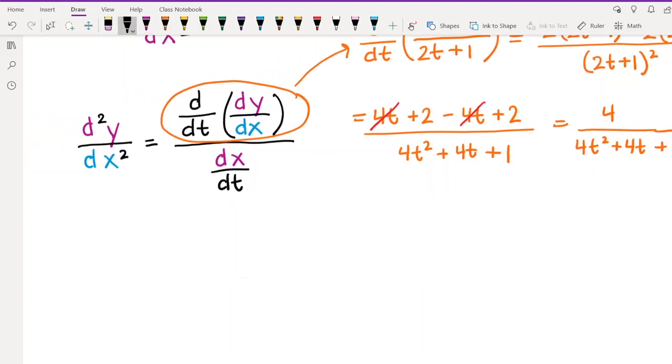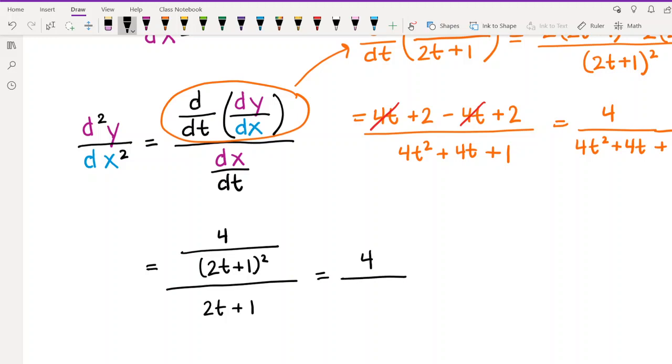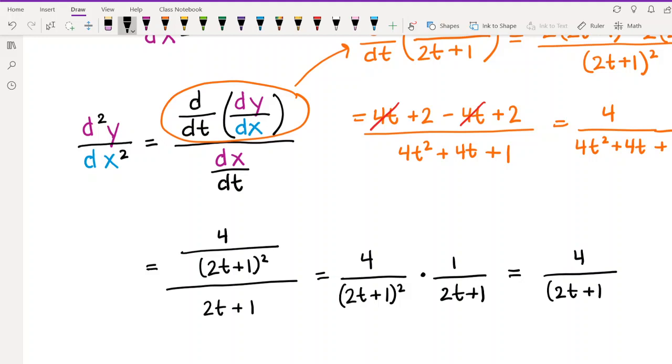So we're going to get here, again, 4 over 4t squared plus 4t plus 1. And actually, I think it probably would have been better to just leave this as (2t plus 1) squared. So let's leave it like that. And then the denominator, we found that dx/dt was just 2t plus 1. So another way to write this would be 4 over (2t plus 1) squared times 1 over (2t plus 1). And so at the end of the day, we get 4 over (2t plus 1) cubed.